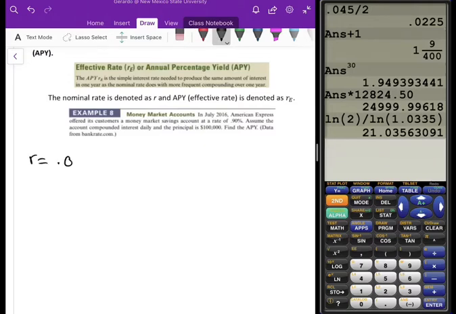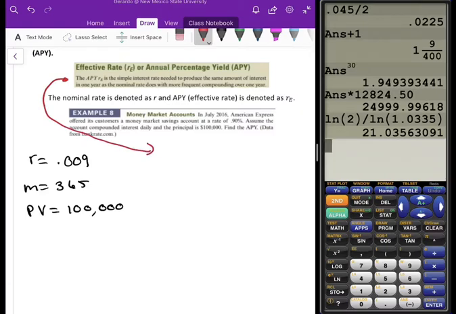So we have a rate equals 0.009. Assume that the compounded interest is daily, so that means that M is equal to 365. And the principal, so that's my present value, is equal to 100,000. Find the APY.